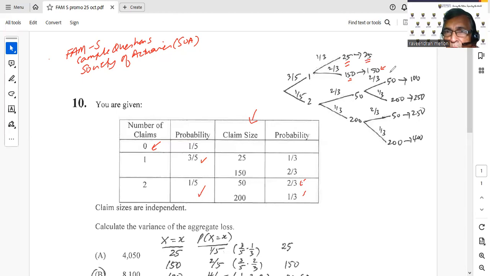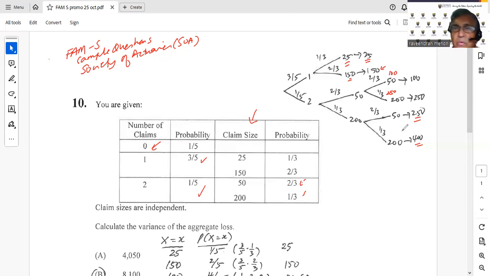So 50 and 50, you'll get 100. 50 and 200, you'll get 250. 200 and 50, you'll get 250. You can see it here. 200 and 200, you'll get 400. So remember what I told you: you just have to multiply the probabilities along the branches and you're set.